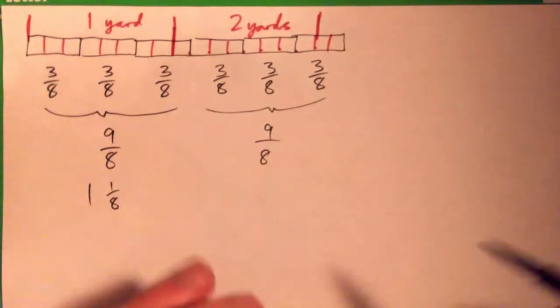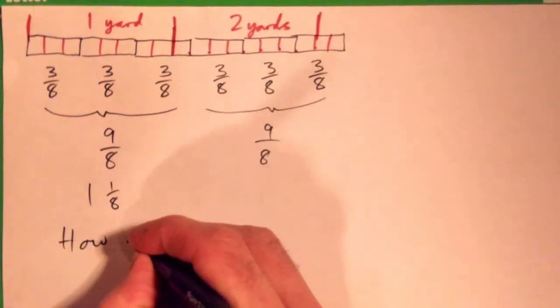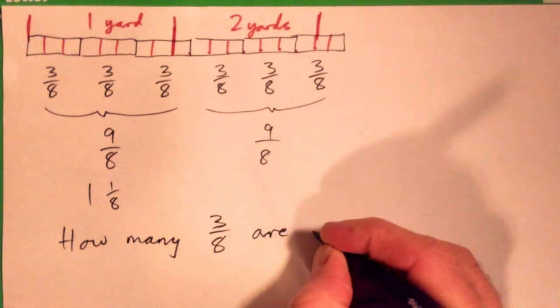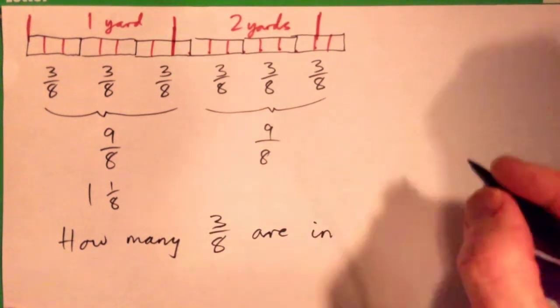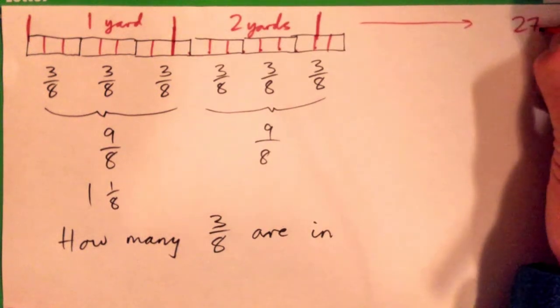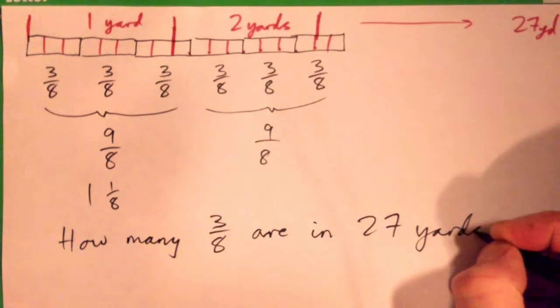So we just get an idea for what it is. But the question is really, how many 3/8 are contained in, and we've got to go all the way to 27 yards, right? Are in 27 yards. That make sense?